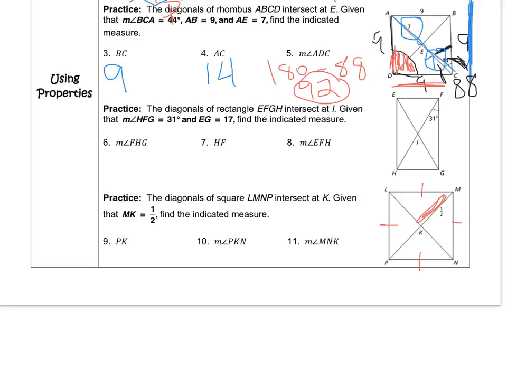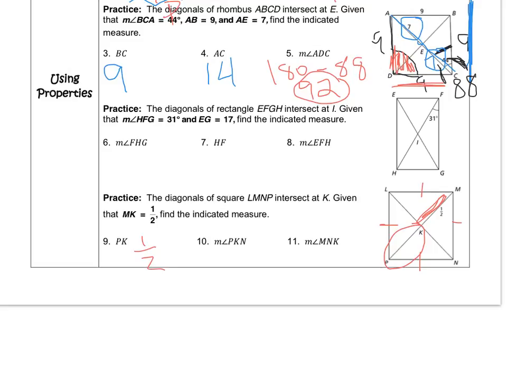Okay? So the first thing they want us to find is PK. Well, PK is this other half. Right? PK is the other half. If MK equals 1/2, or 50 cents, well, isn't PK also equal to the same thing? So PK is 1/2.